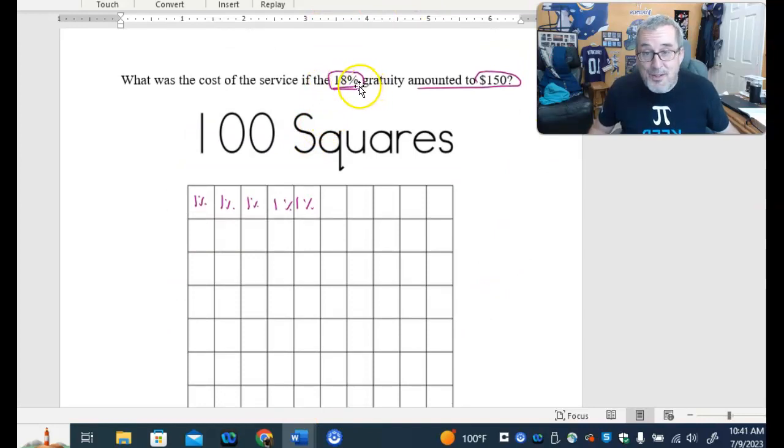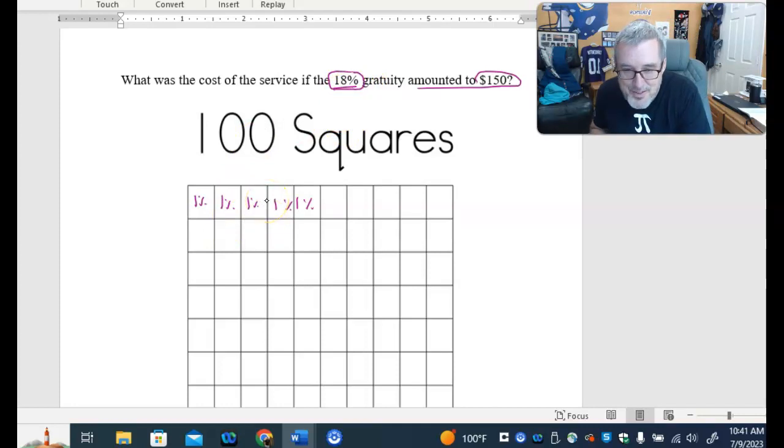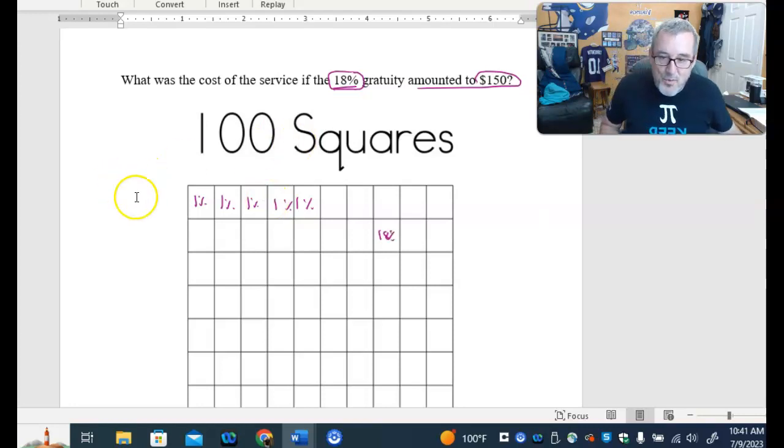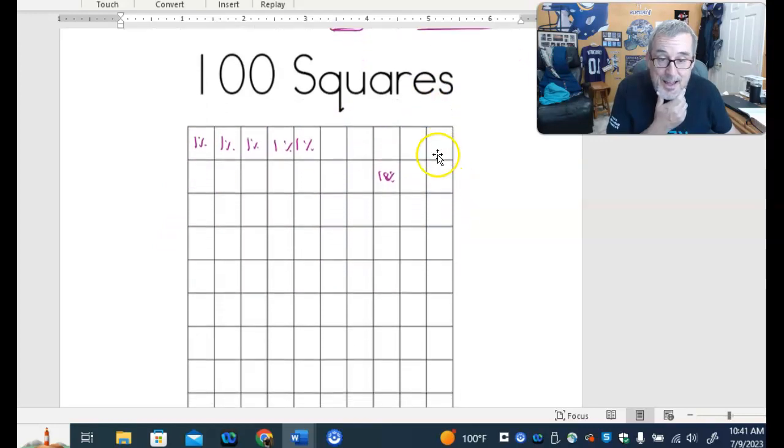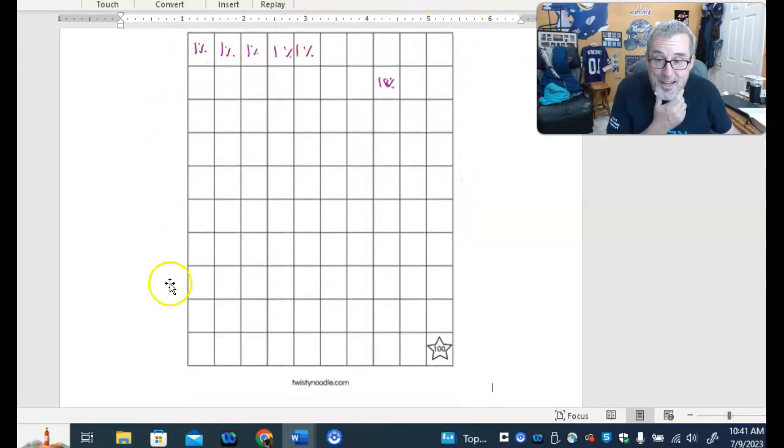18 of those squares, 18%, so 18 out of the 100, let's see, where would that be? There's 10 across, 11, 12, 13, 14, 15, 16, 17, 18. 18% would be right here. If you put 1% 18 times, 18% would be right here. So 18% represents $150. So in these 18 squares, there is a total of $150. And what I want to figure out is how many dollars would be in all 100 squares, the full 100%.